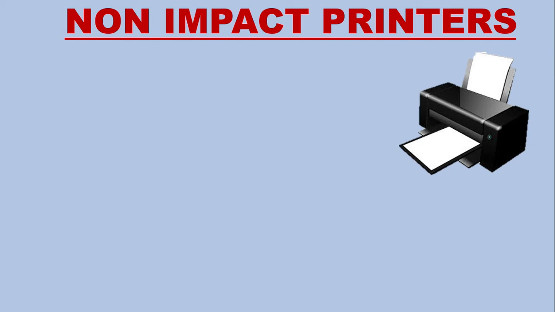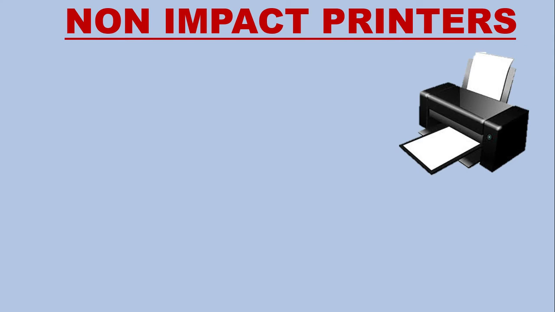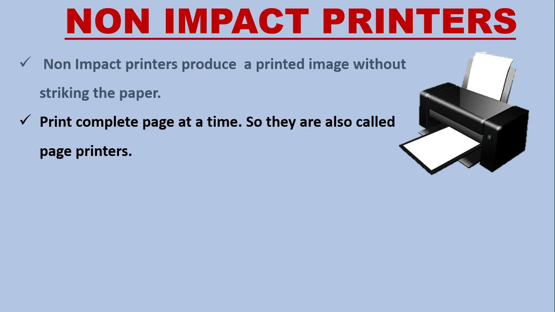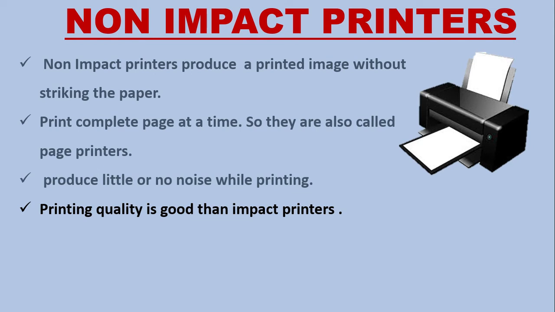Non-impact printers. Non-impact printers produce a printed image without striking the paper. These printers are called page printers because they print one page at a time. They produce little or no noise while printing. Printing quality is better than impact printers, but these printers are more expensive than impact printers.